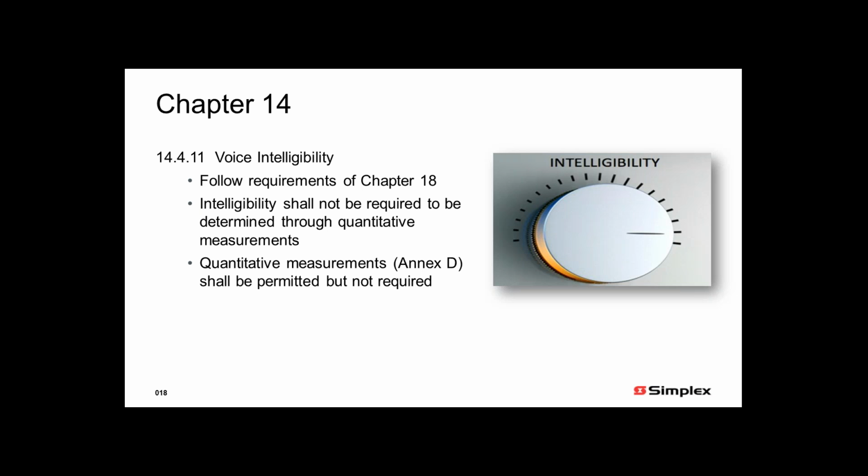And for those of you that might not be familiar with intelligibility, Annex D in the back of 72 is a great document that speaks about how do we design for intelligibility, what is intelligibility, how do we test for it, and what's permissible in our testing of our systems. So Annex D is a really good document to review. It's about 15 pages or so, it's not a heavy read.